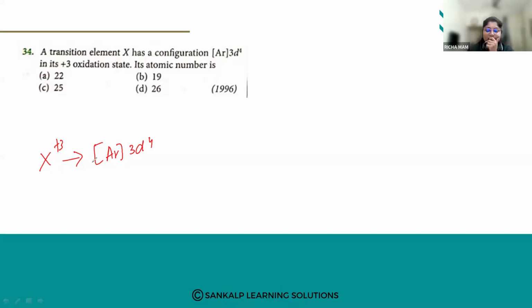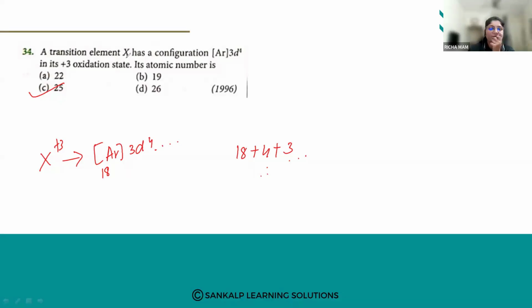Atomic number of the metal will be what? Argon is 18. 18, 19, 20, 21, 22: 18 plus 4 plus 3. 18, 19, 20, 21, 22, 23, 24, 25. So it is C. Okay, understood? Very simple, no? Yes, 25. Very good. Sri Varuni has answered it.